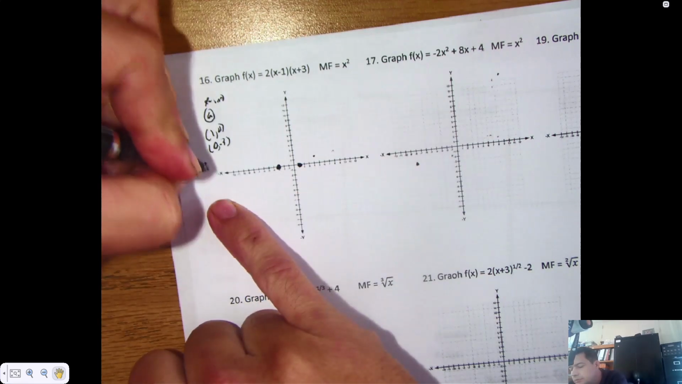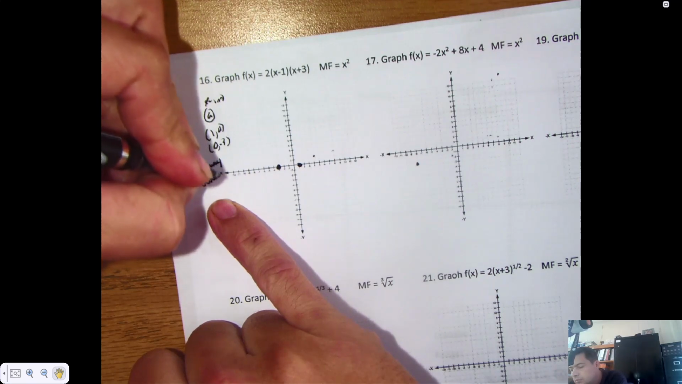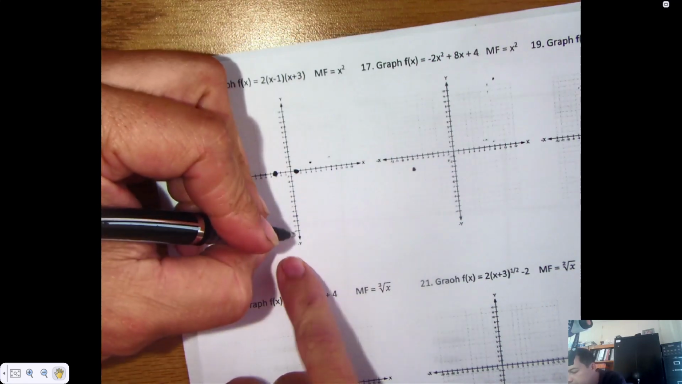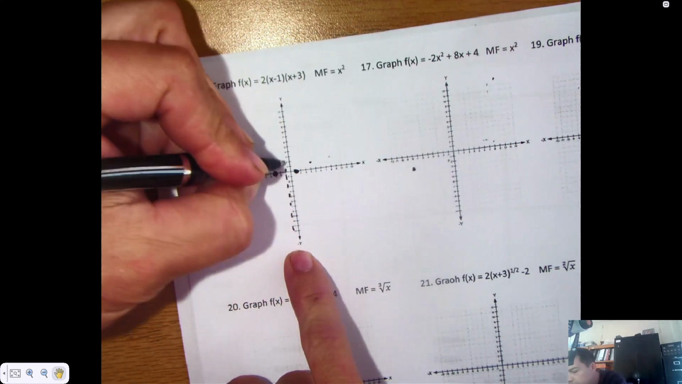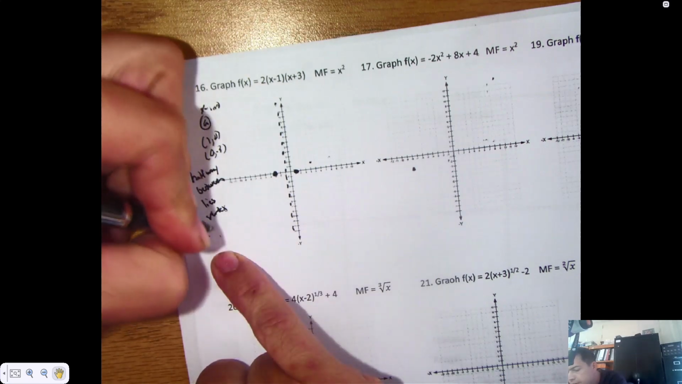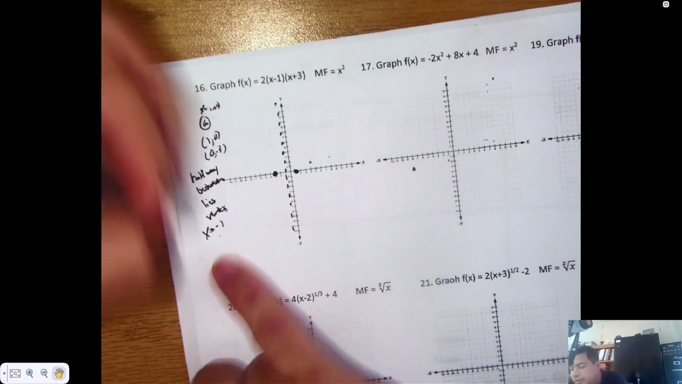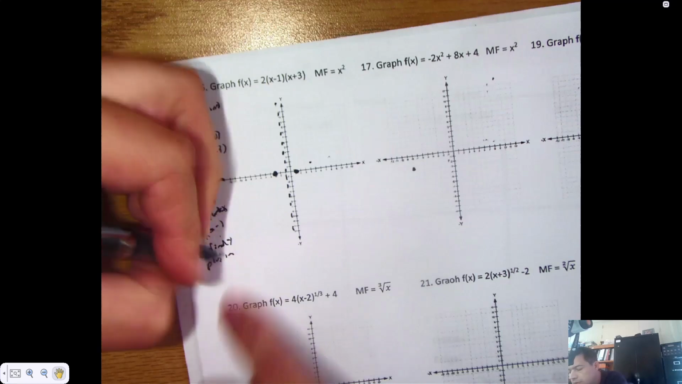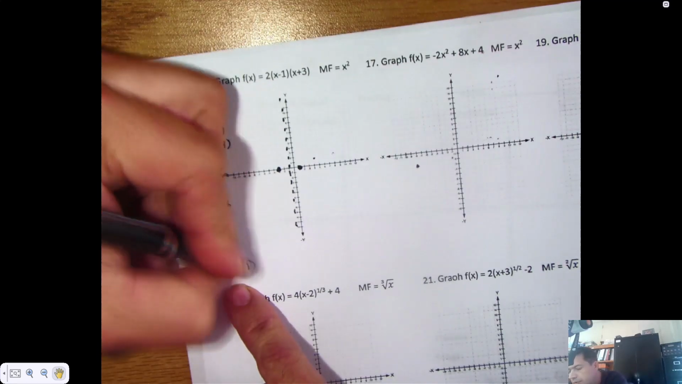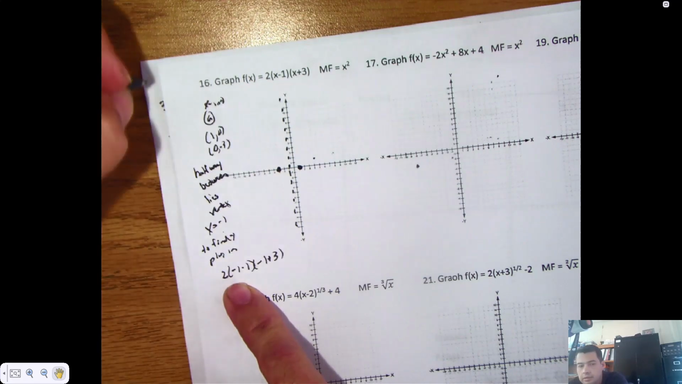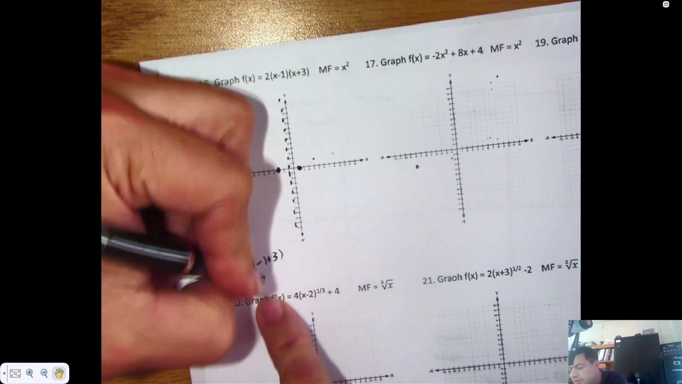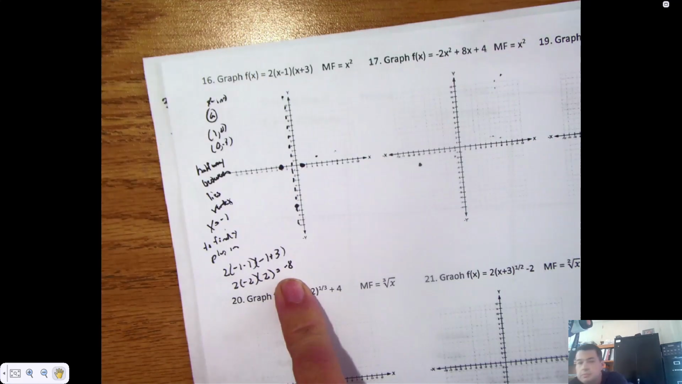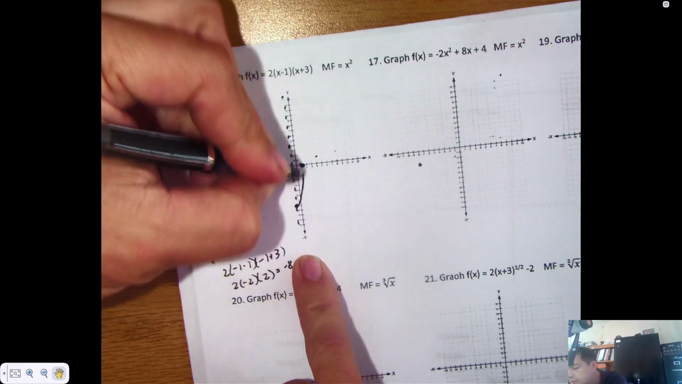Halfway between lies the vertex. So that's going to be at negative 1. I know the x value is negative 1. To find y, I plug it in. Twice negative 1 minus 1 times negative 1 plus 3. It's going to be twice a negative 2 times a positive 2, and that's negative 8. So I need to count down to 8 and put a point on my line of symmetry. And there is my parabola.